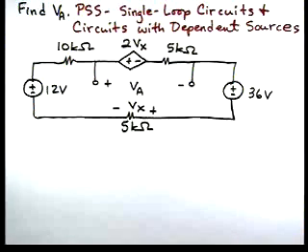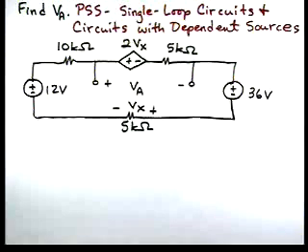In this problem, our assignment is to find VA, and we will be utilizing the problem-solving strategies entitled single-loop circuits and circuits with dependent sources. If we look at this circuit, it is a single-loop circuit, and it also has a dependent source.